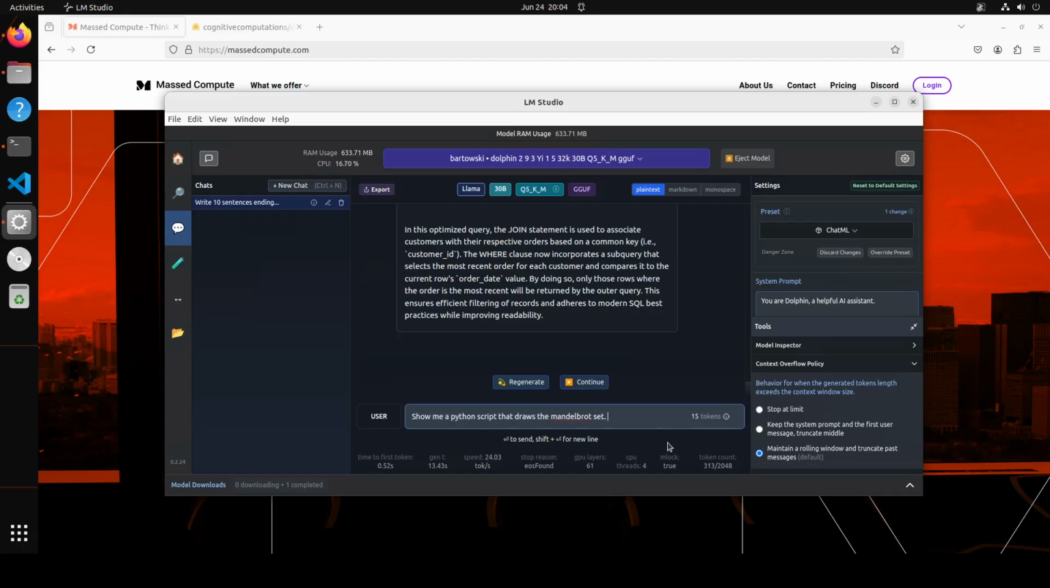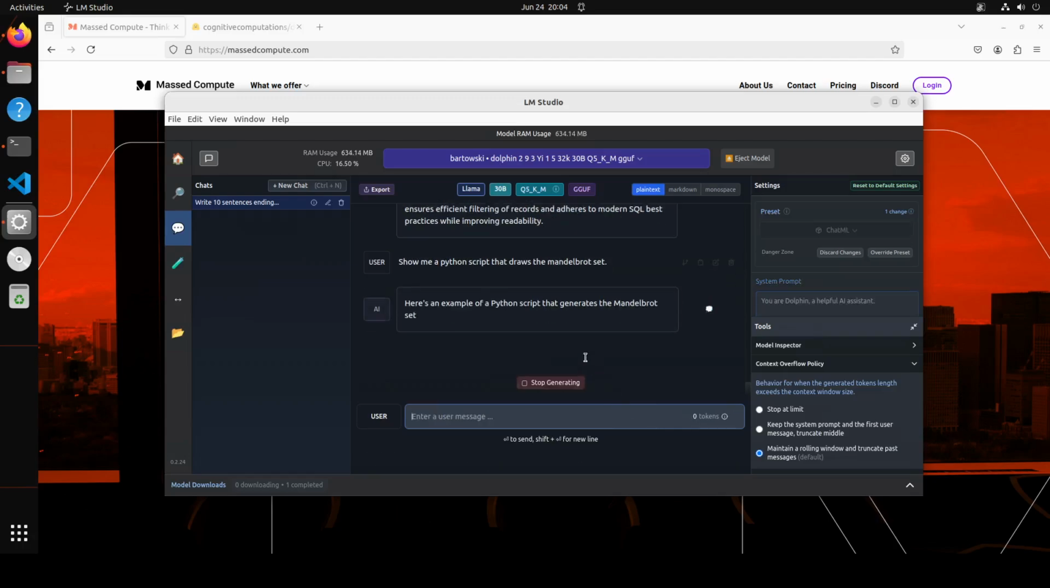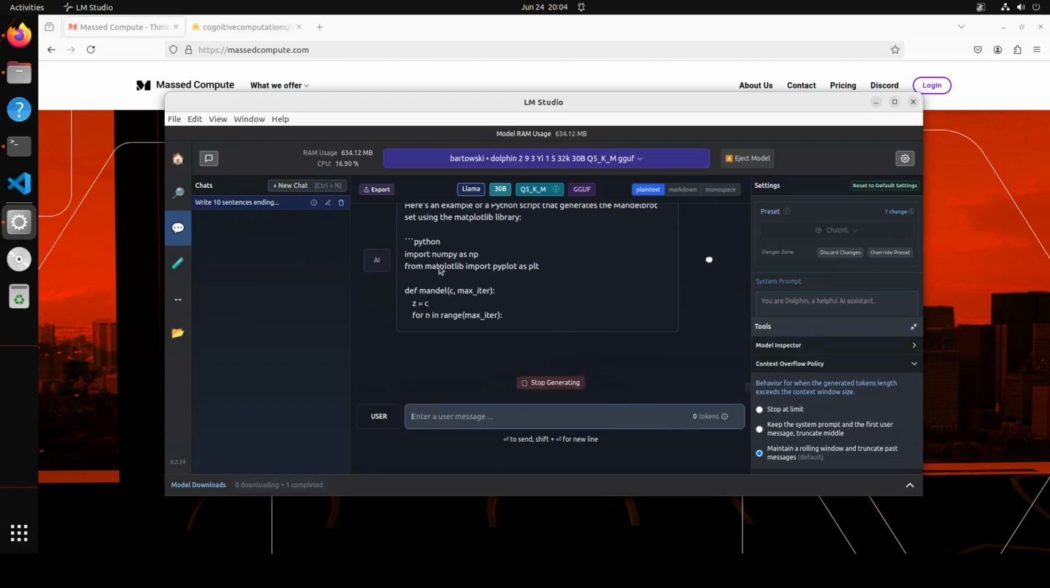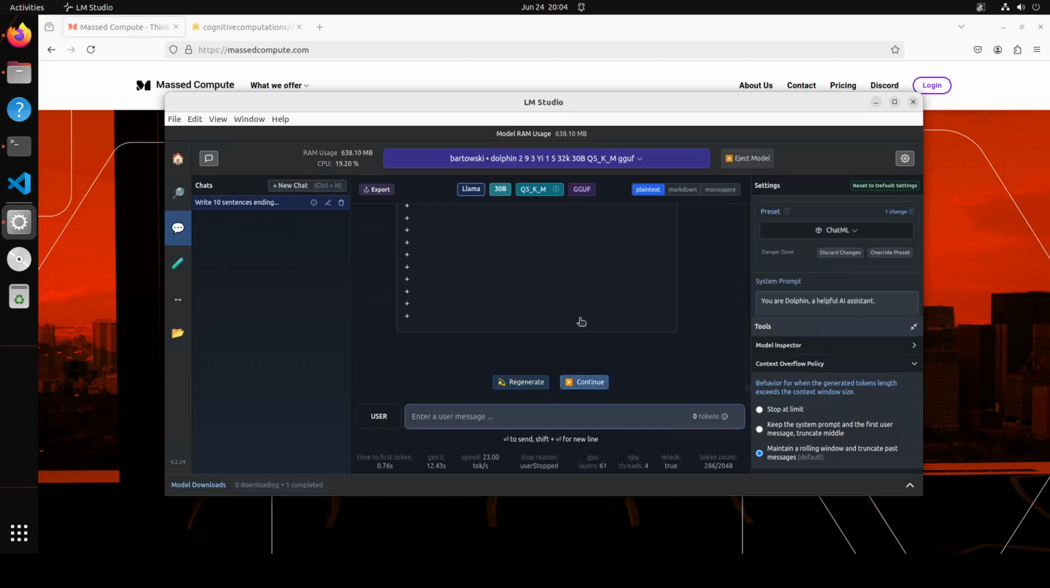Let's ask it one more coding question. This one I am asking it to show me a Python script that draws the Mandelbrot set. Let's see if it uses matplotlib or something like that. Yep, matplotlib is there and it is going perfectly well. Yep, that is true. Okay, now I think it is just spilling out of my GPU.